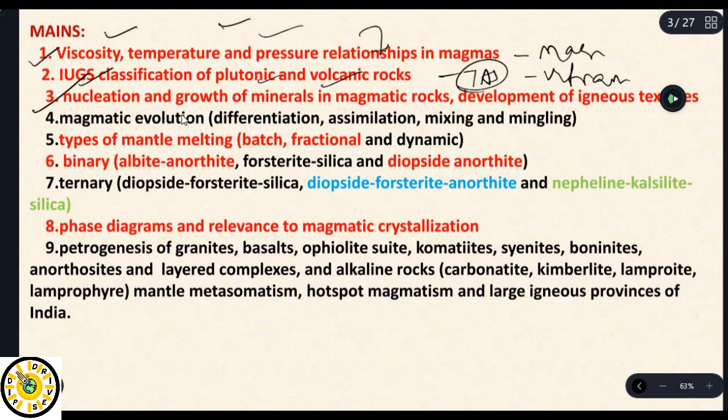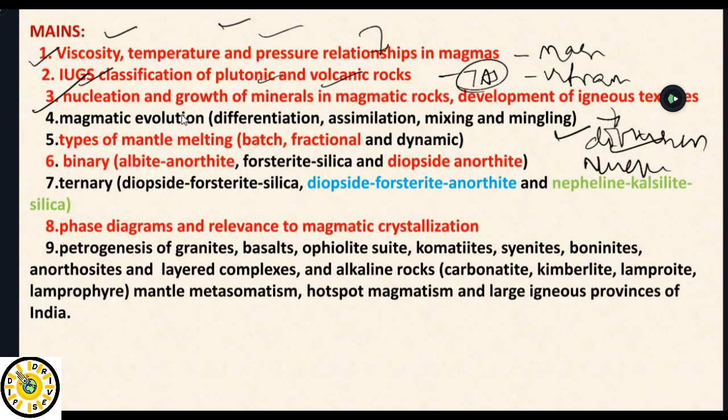This part is really important: nucleation and growth of minerals in magmatic rocks and the development of igneous structure, and parameters like how diffusion affects crystal growth, and how nucleation affects crystal growth. In this particular part I will discuss some things. If you have any doubt, I will upload a detailed video on nucleation and crystal growth in rocks in the texture part, because all those detailed things will not be covered in one single video.